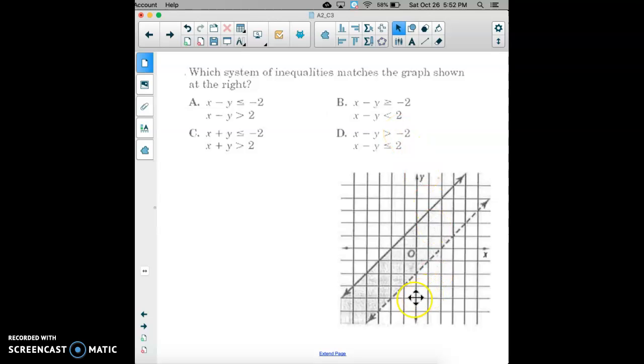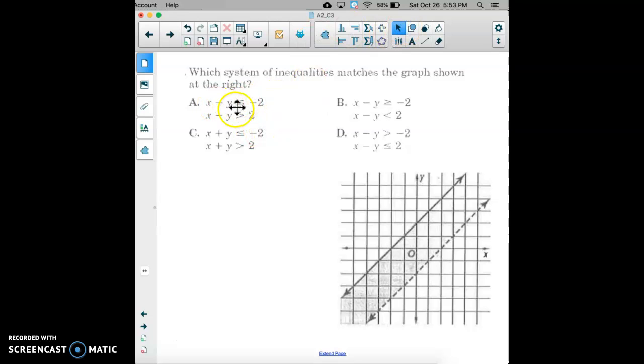Well, we could sit here and actually solve each of these for y, but it would take quite a while. The first thing I see is that the origin is in my solution set. It's in the colored in area. So I know that 0, 0 has to work for both of my equations in order for it to be part of the solution set. So I'm going to plug 0, 0 into these equations and see what works.